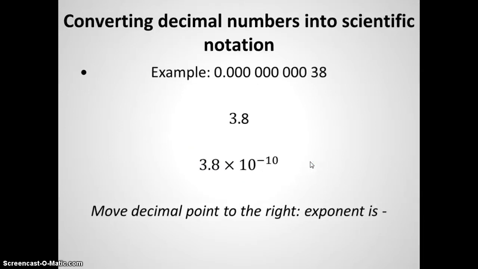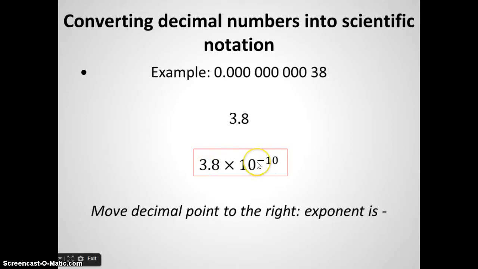Now here we have another example, and in this case we're dealing with a number that is very small. To convert it into scientific notation, first we look at the non-zero numbers, which are 3 and 8, and we have to make this into a number between 1 and 10. In this case it's 3.8. We put the decimal point right here, so we get 3.8, and that means our decimal point that started here had to move 1, 2, 3, 4, 5, 6, 7, 8, 9, 10 places to the right. So our answer will be 3.8 times 10 to the negative 10.